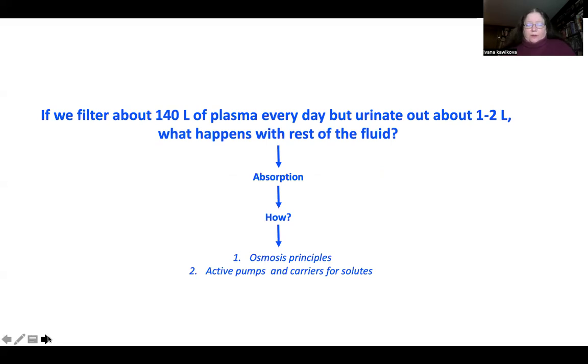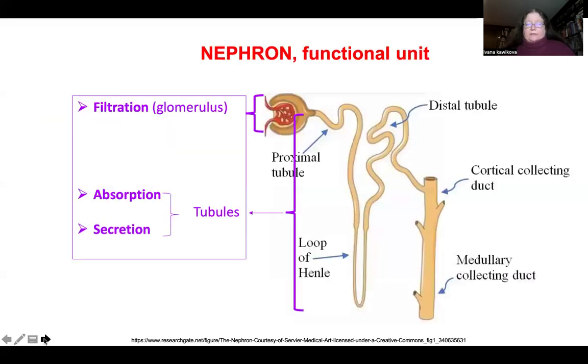So the question that we are facing is that if we are filtering about 140 liters of plasma per day in the kidney and urinate about 1 to 2 liters, what happens with approximately 99% of that filtrate? And what happens is that it's absorbed in the tubular part of the nephron due to osmosis and active pumps and facilitated carriers.